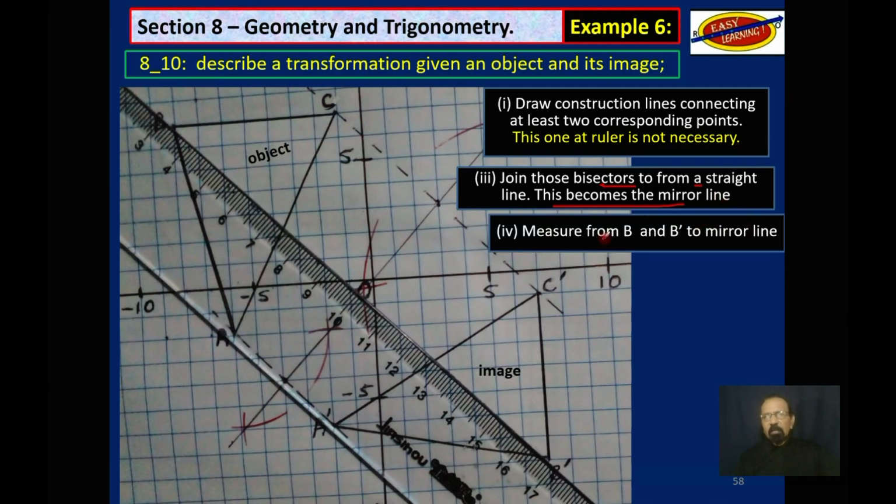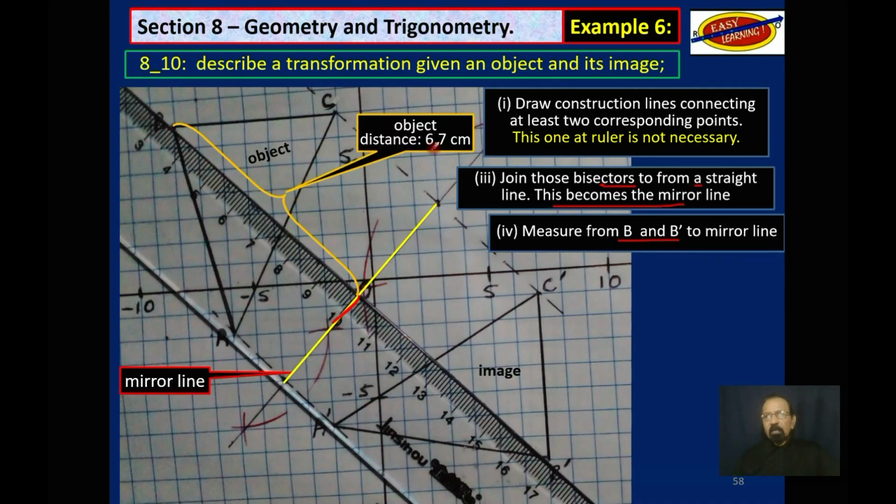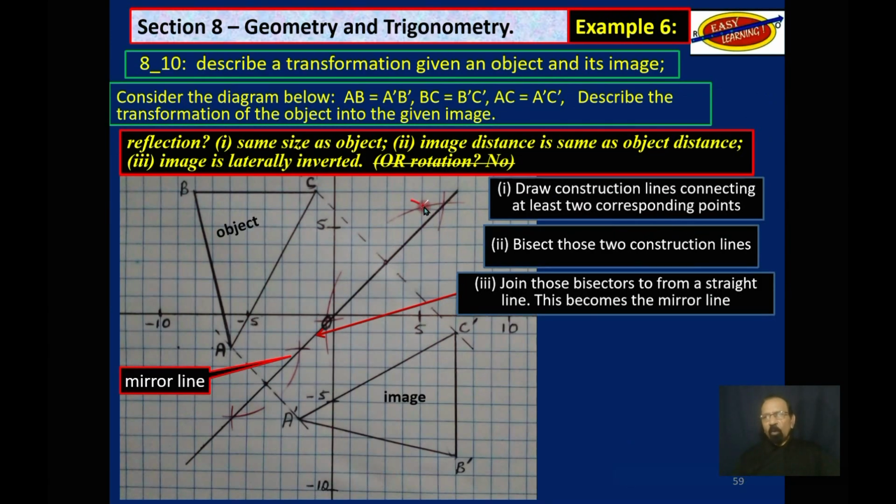If we want to verify it, we measure B to B prime, divide it in 2, and see that this is the midpoint to give us the mirror line. So that side is 6.7 centimeters. This side is 6.7 centimeters as well. So we know that this line passes through the center. Well, you don't need to do that for these two because you already bisected them. You know that's the center and that's the center for those two lines. Now, we also need to say what is the equation of that mirror line. In this case, it is not difficult to say. Y is equal to X.